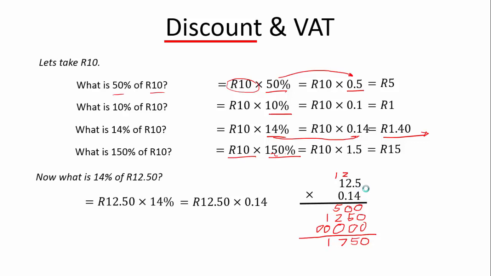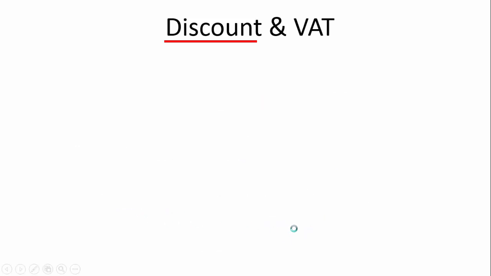And now we count the decimals. We go 1, 2, 3. There's 3 decimals, so we go 1, 2, 3. And then we can tell that that is equal to 1 Rand 75. And that is 14% of 12 Rand 50.